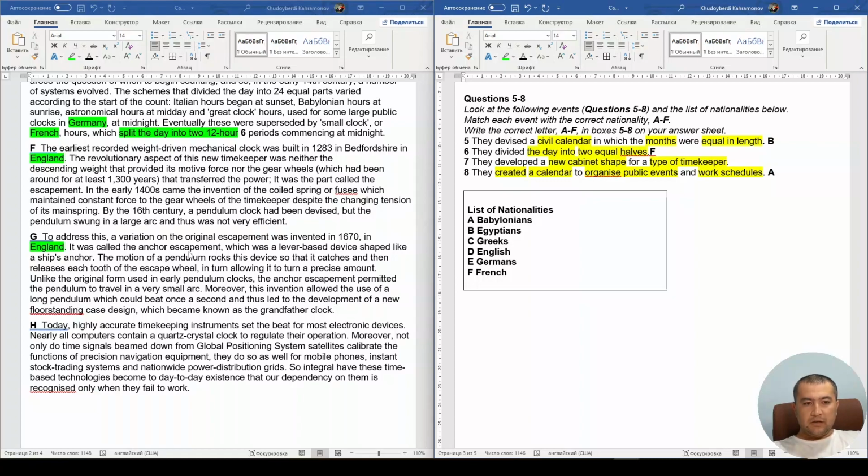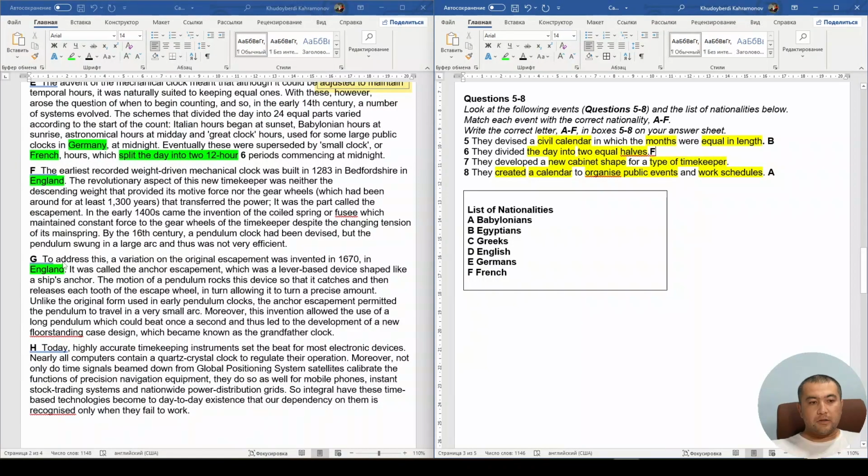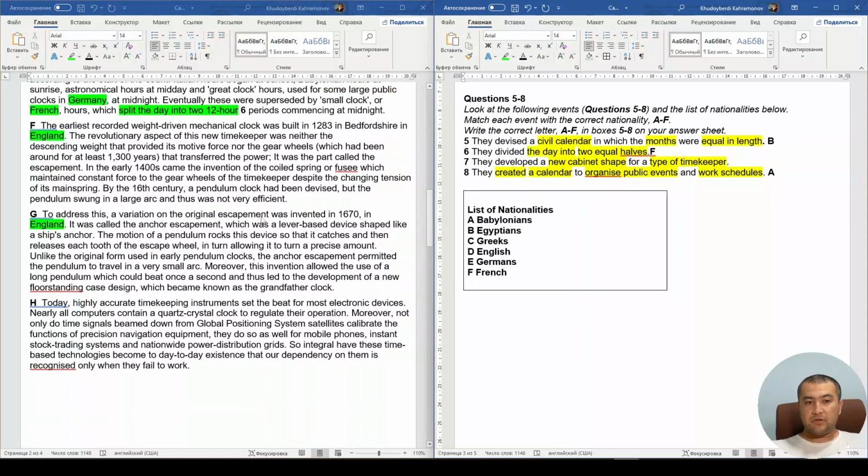It was called the anchor escapement, which was a lever-based device shaped like a ship's anchor. The motion of the pendulum rocks this device so that it catches and then releases each tooth of the escape wheel. All right. To address this, a variation on the original escapement was invented in the 1670s in England. It was called the anchor escapement, which was a lever-based device shaped like a ship's anchor.